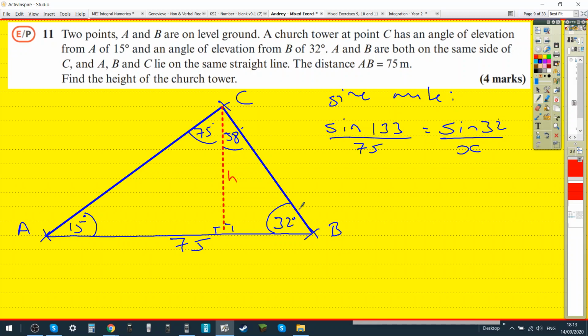I got 54.3. So does that mean that the side on the left is 54.3? Mm-hmm. So should we now sub that into half AB sine C? Mm-hmm.